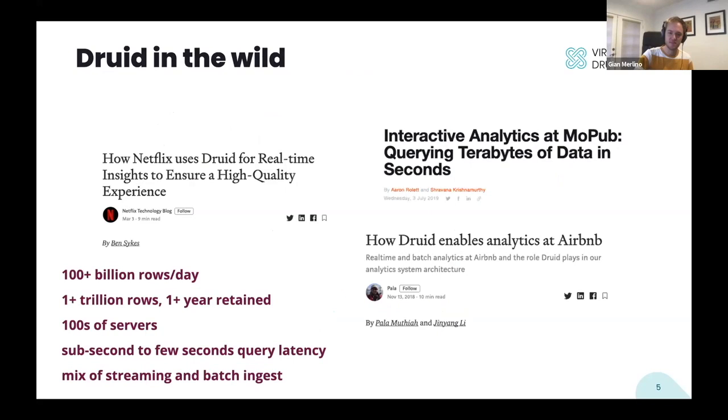So Druid's used pretty heavily in the wild. I would say most of the biggest use cases for Druid, where it's been the most successful, have been these data application type use cases.